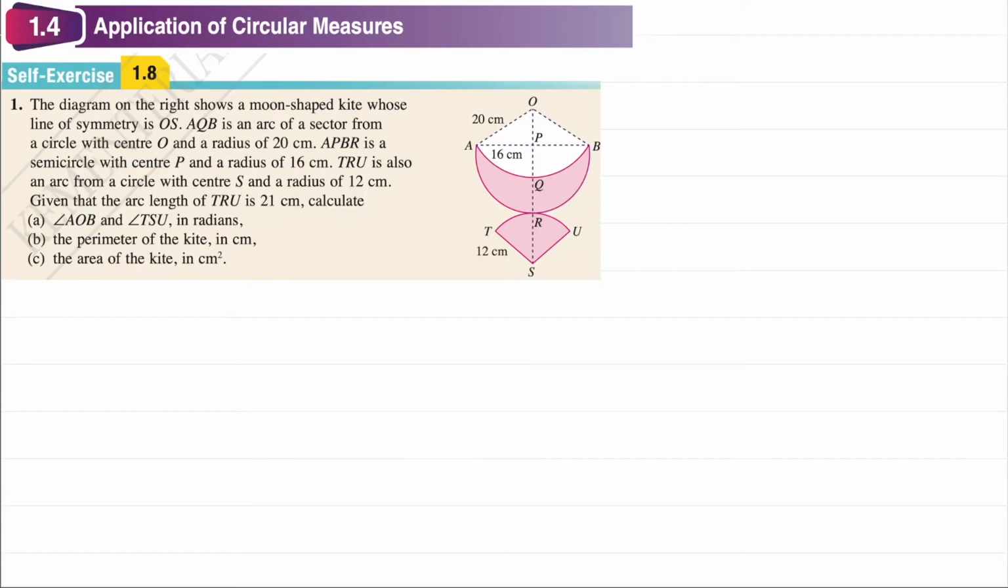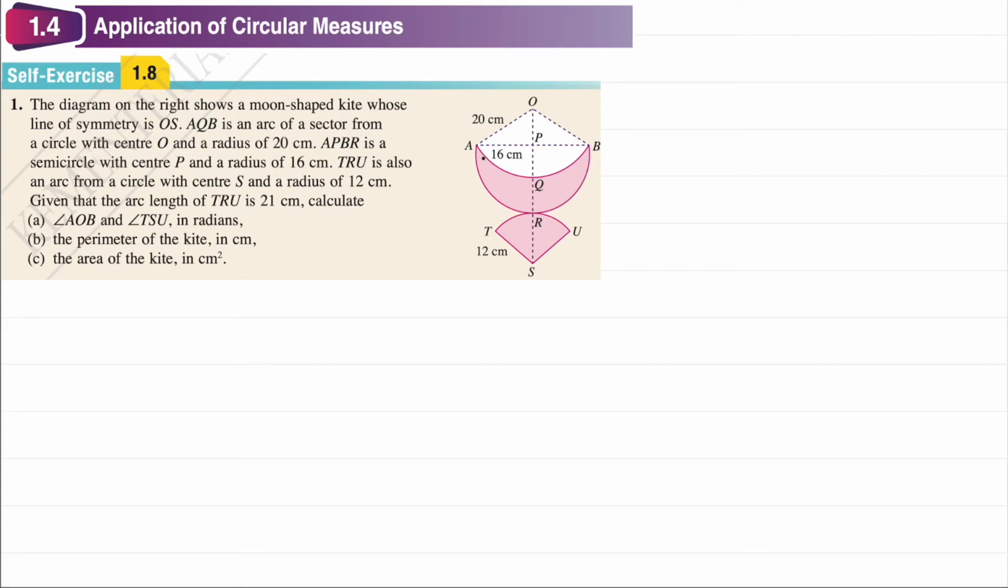And the last but not least, application of circular measure. Ini just dia punya soalan tu lebih mencabar lah. Means we have to apply everything that you have learned in chapter 1. Okay ya. Soalan tunjuk kat situ adalah moon shape kite, layang-layang whose line symmetry adalah OS. So kamu tahu bila line symmetry ni dia membahagikan kepada dua bahagian yang sama. Okay. Radius 20.